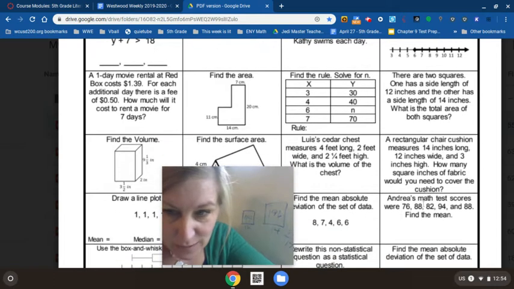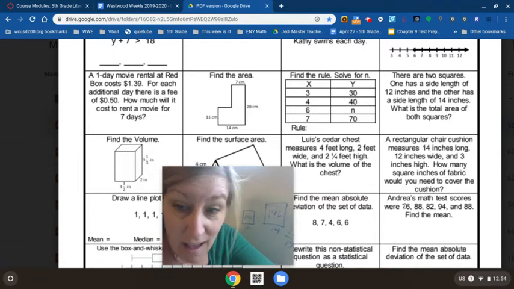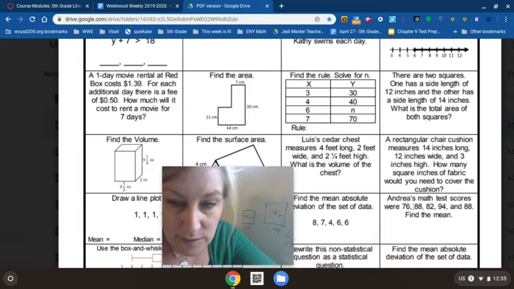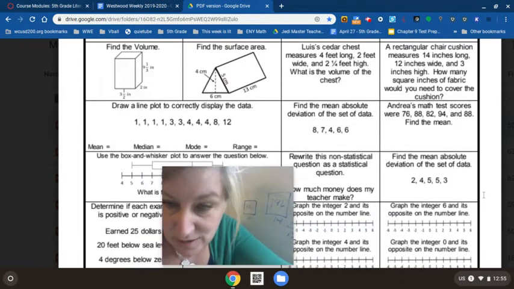Andrea's math test scores were 76, 88, 92, 94, and 88. Find the mean. So add all those up. 76 plus 88 plus 92 plus 94 plus 88. Add them up. You get a sum. And then you divide that by 1, 2, 3, 4, 5. Divide it by 5. That's how you get the mean, which is the average.